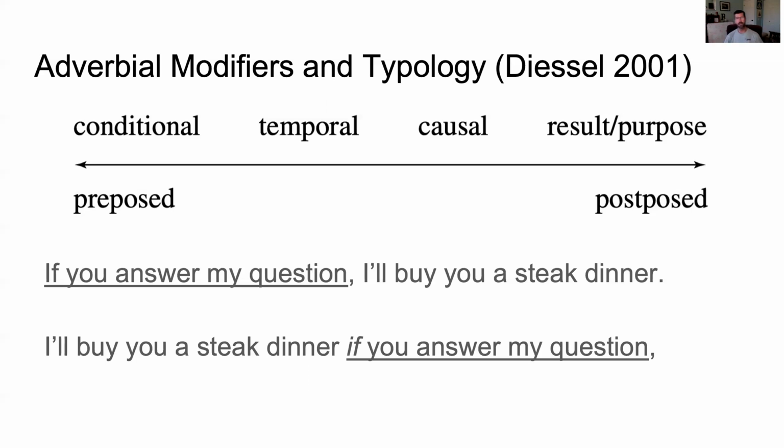But placing it at the end, I'll buy you a steak dinner if you'll answer my question. It's like I've just given you something and then taken it back until the condition is met. So that just illustrates a bit about why some of these things tend to come at the beginning.